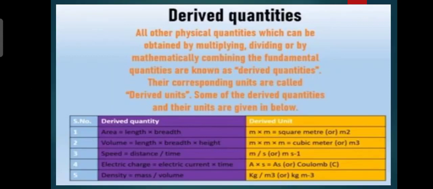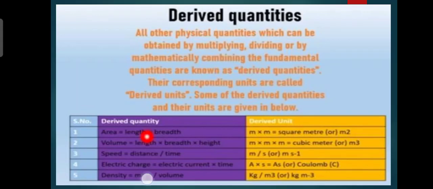Now move on, derived quantity and derived unit. Area, derived quantity, area equals length times breadth. Derived unit, meter times meter equals square meter or meter squared. Derived quantity, volume equals length times breadth times height. Derived unit, meter times meter times meter equals cubic meter or meter cubed.